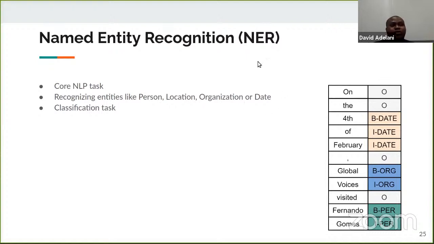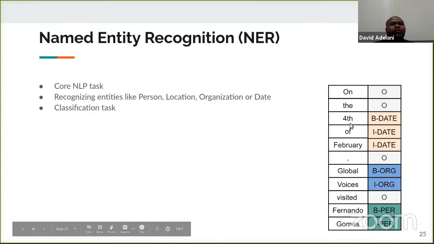NER is a core NLP task which involves recognizing entities like personal names, locations, organizations, or dates. It's a classification task, and an example you can find here: the 4th of February is the date, Global Voices is an organization, and Fernando Gomez is a person.